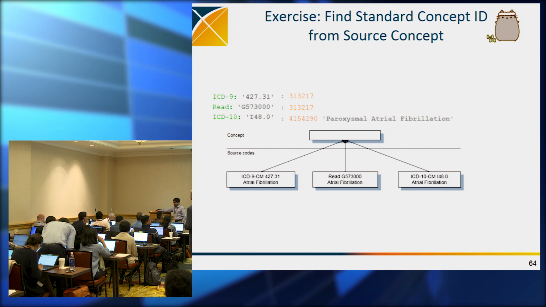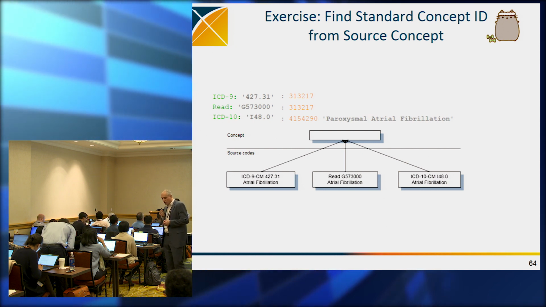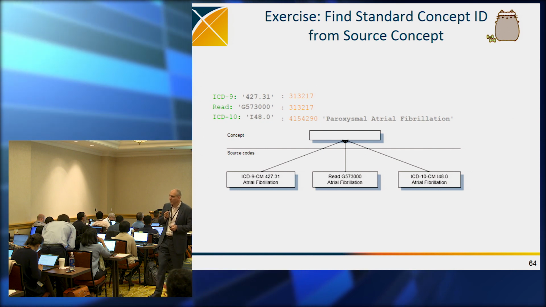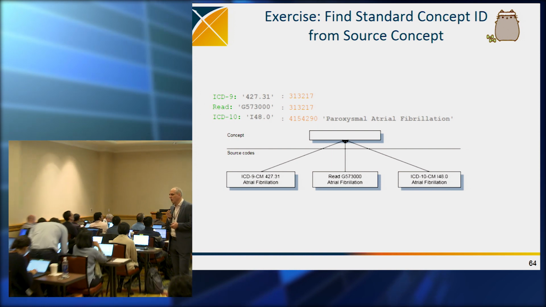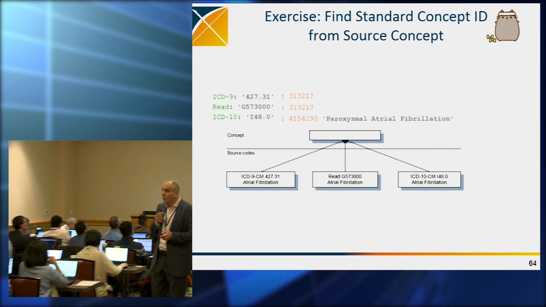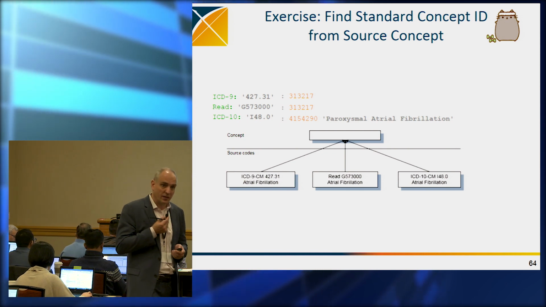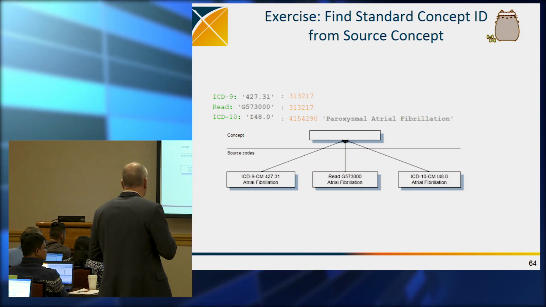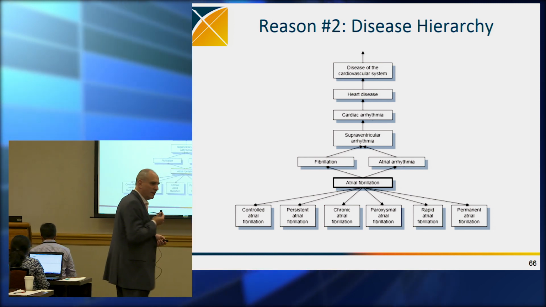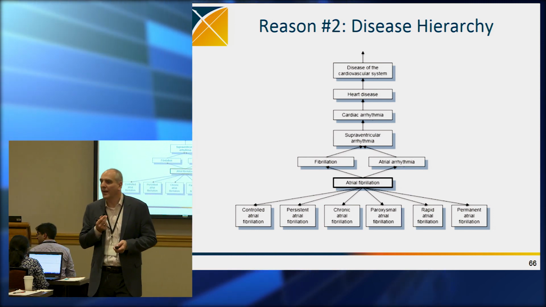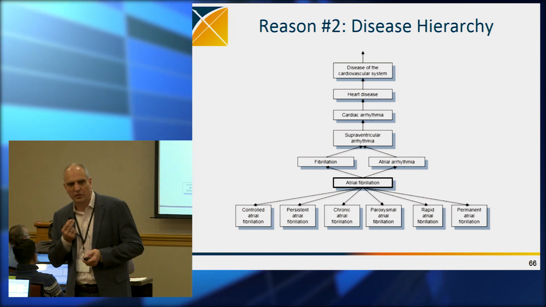So look at this, right? Different coding systems will map to different things in SNOMED. That kills the whole idea of having one way to represent this disease. Okay, so what do we do? We have a hierarchy, and the hierarchy is going to fix that problem for you. Done.